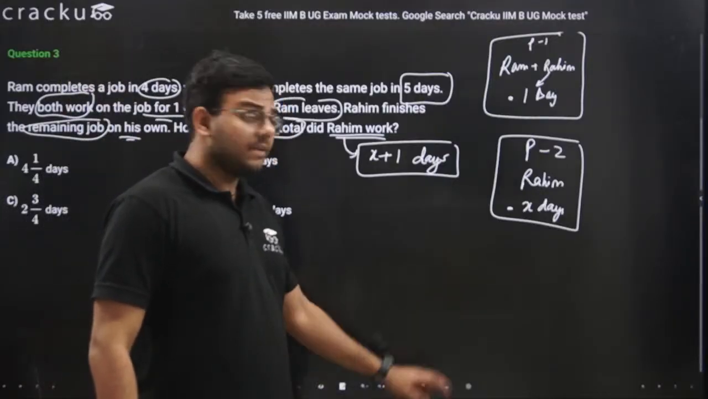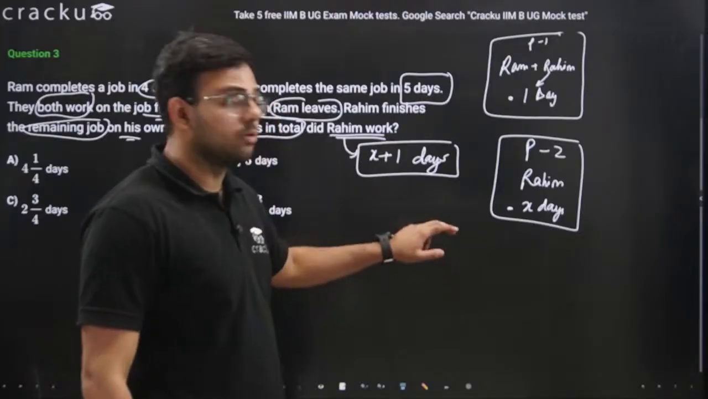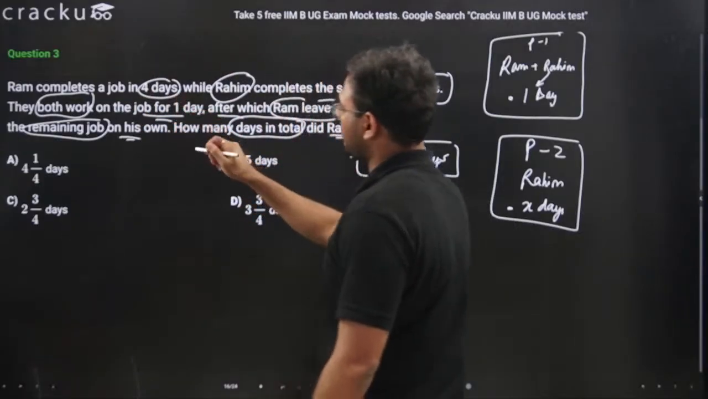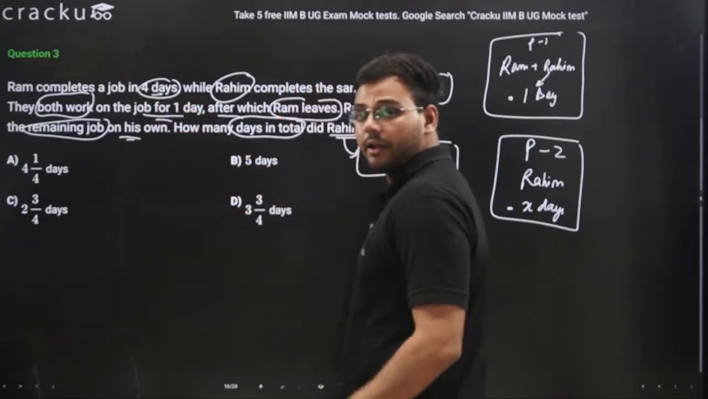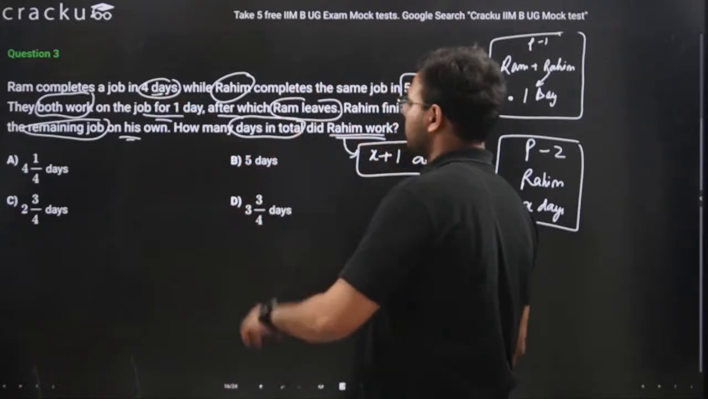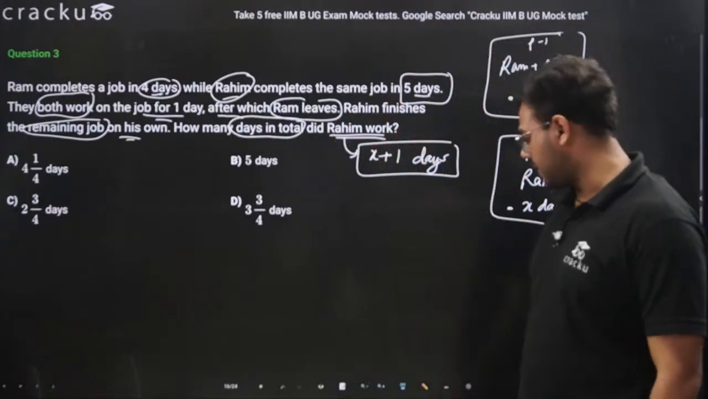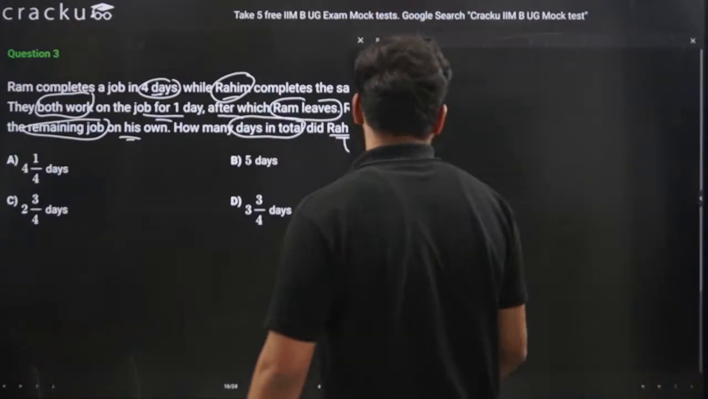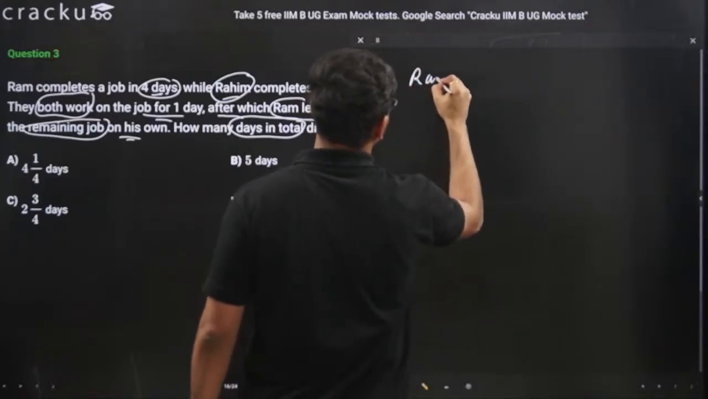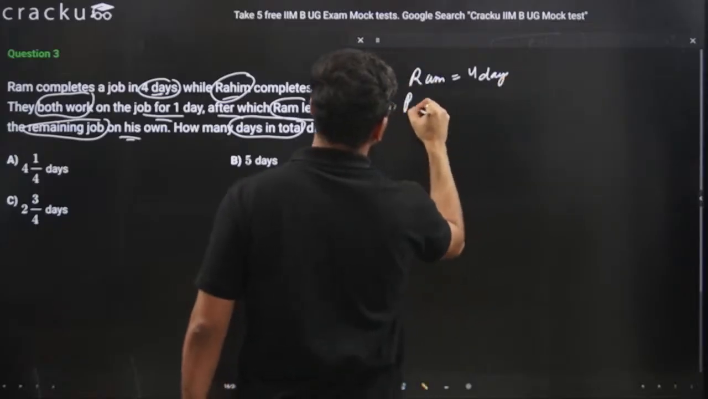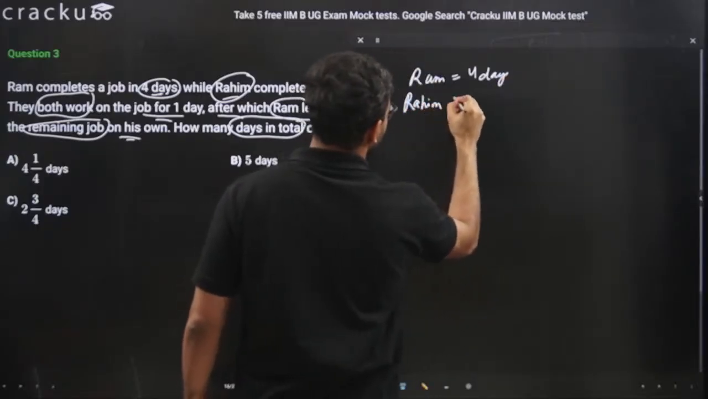Now, we have to calculate the value of X to get the answer. It is given that Ram completes a job in 4 days, that is, when Ram is working alone, he takes 4 days. And Rahim completes the same job in 5 days, so when Rahim is working alone, he takes 5 days.